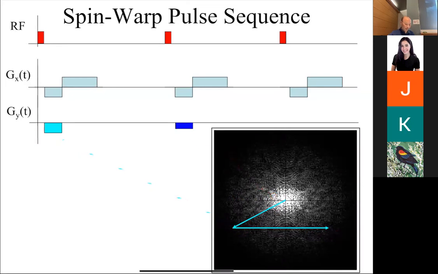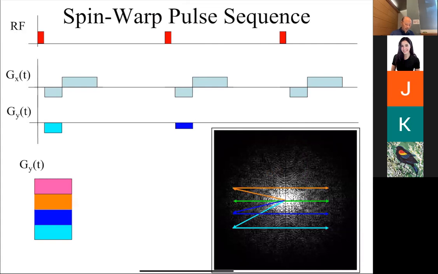And then for the next repetition, we go to the blue line. We acquire another line in K space. We have a different starting point because this blue one is half the amplitude of this cyan one. And then for the green one, there's no gradient played out. So we stay at KY equals 0, and we just go this way and this way, okay? And then you can imagine adding more gradients in the positive direction. So if orange is there, and then pink is there, okay? So that's basically how a spin warp pulse sequence works.